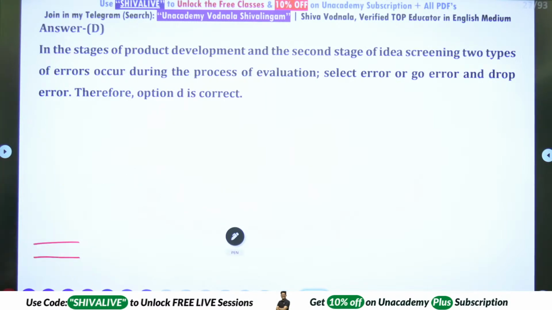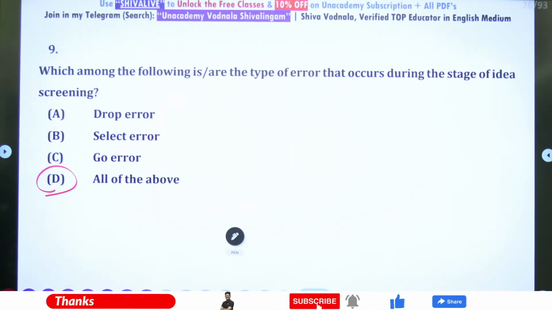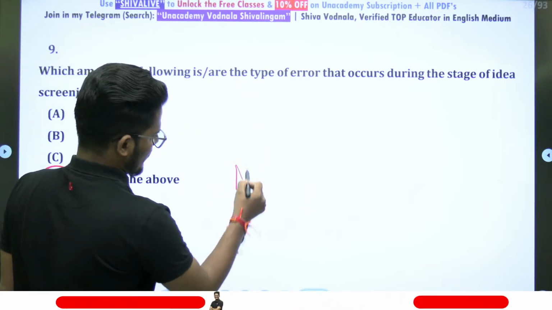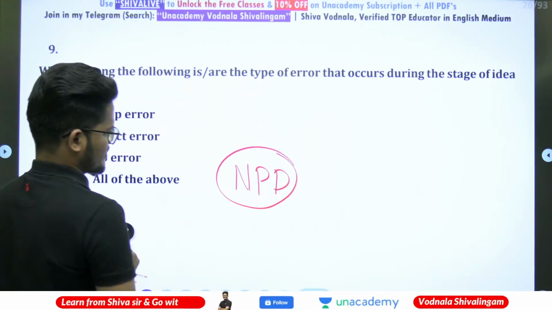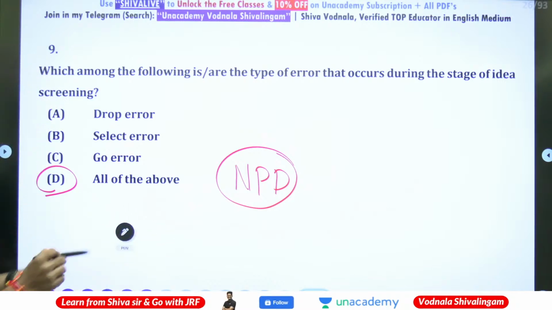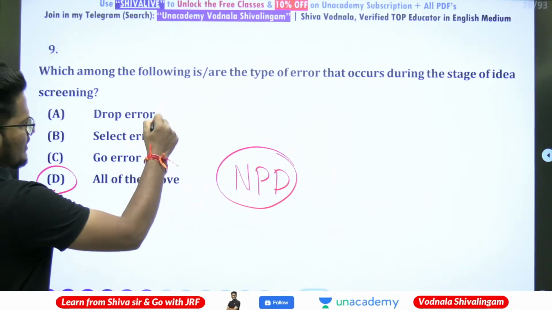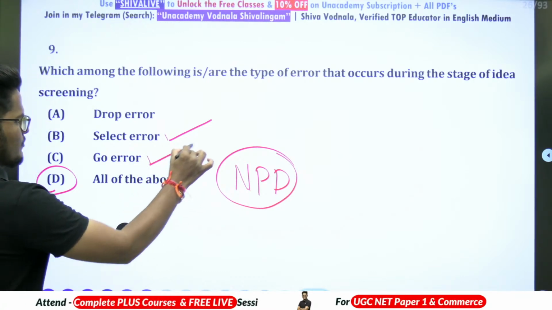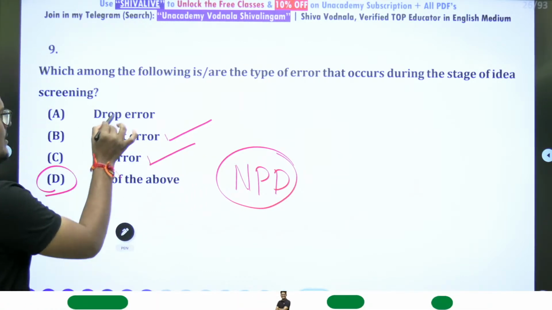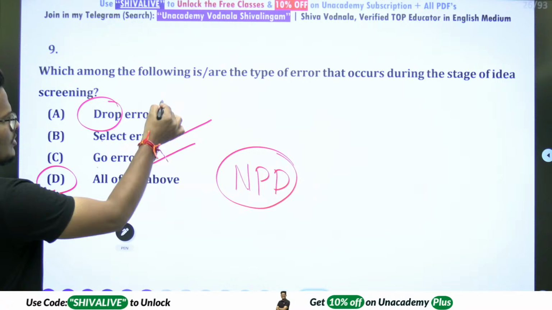So here option D is the given answer, all of the above, because which among the following is a type of error that occurs during the stage of idea screening? One idea in the new product development process. In the new product development process, the idea that you generated, it could be a continuation idea, that select the idea and move further, that is go error or select error, or drop the idea. If it is not good, drop the idea.